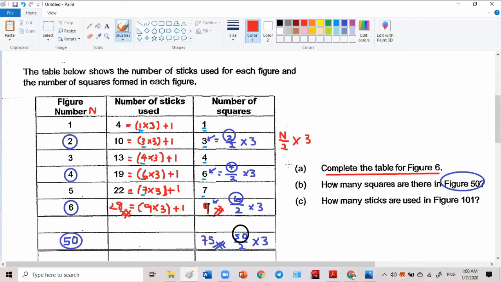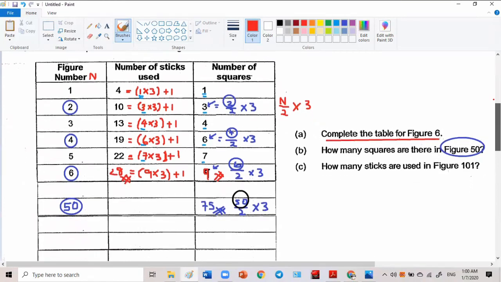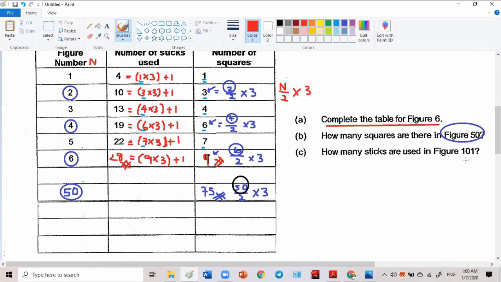Then, how many sticks are used in figure 101? So, since we have a formula for the even numbers, I shall use figure 102 and work backwards. Work backwards from figure 102. Backwards. Okay, let's try to work backward.